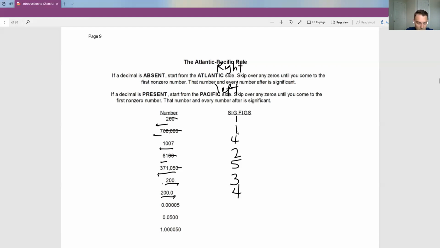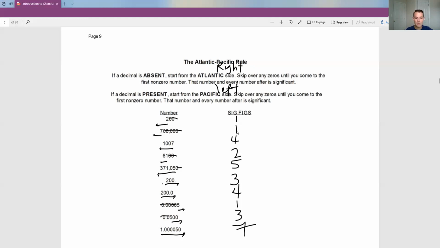Okay, so there's a decimal present. Start from the Pacific or the left side. Skip over any zero until you get to your first whole number. That number and every number after it is significant, so that's going to give me 1. Okay, same thing. Skip over those zeros, and that's going to give me 3. And then finally, there's a decimal present, no zeros. That's my first whole number. That number and every number after it is significant, which ends up giving me 7 sig figs.